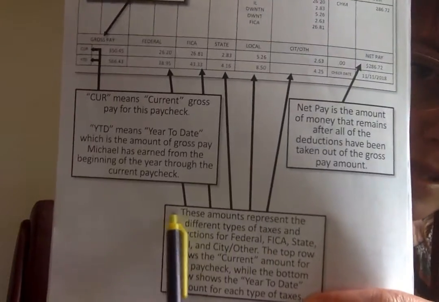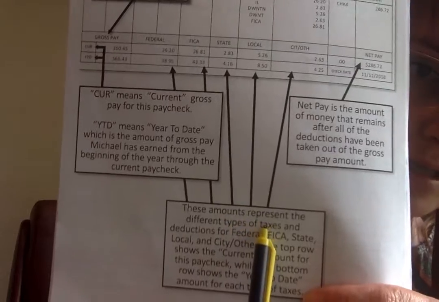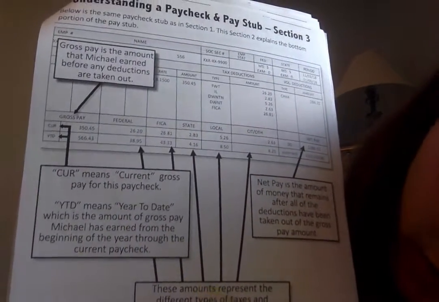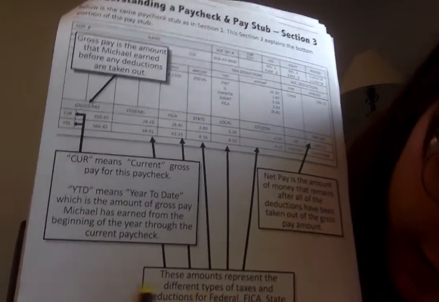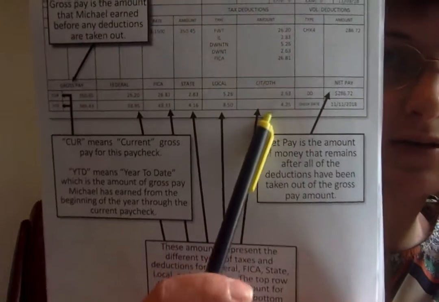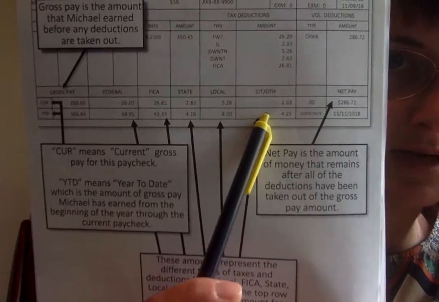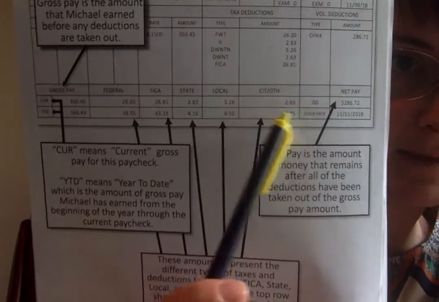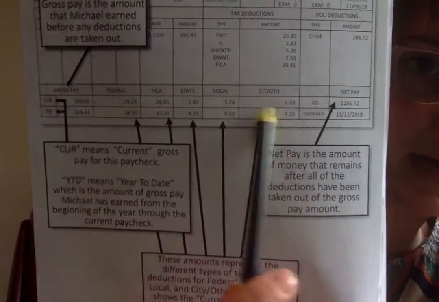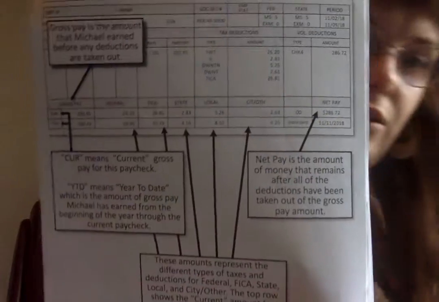Okay. And then these amounts represent the different types of taxes and deductions right here taken out. So you can see how it went from your gross pay to the net pay that you actually earn on your check.